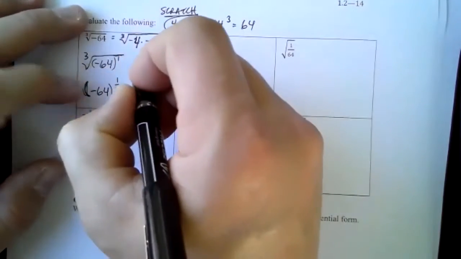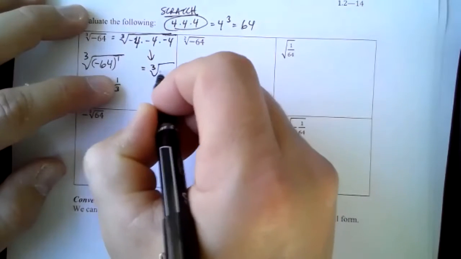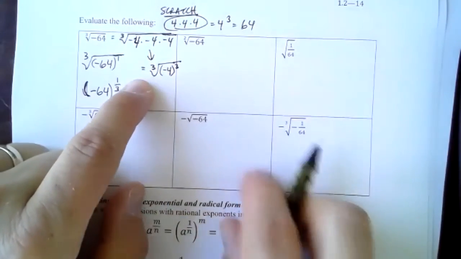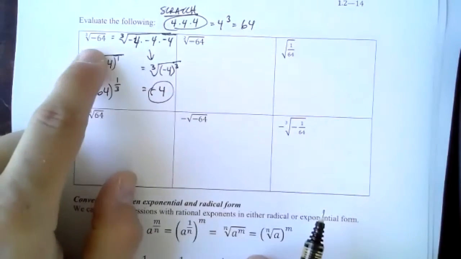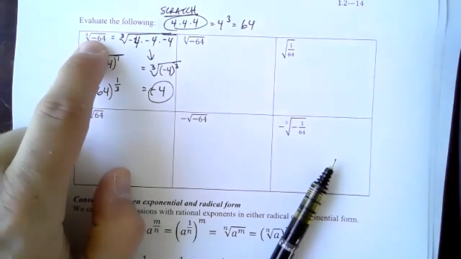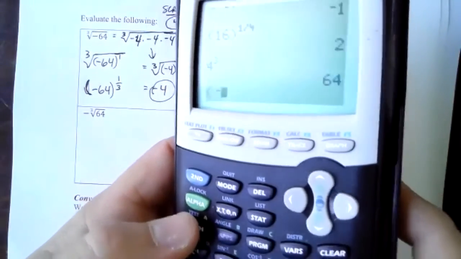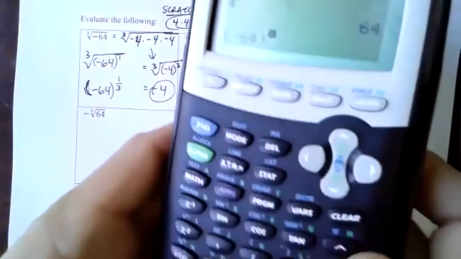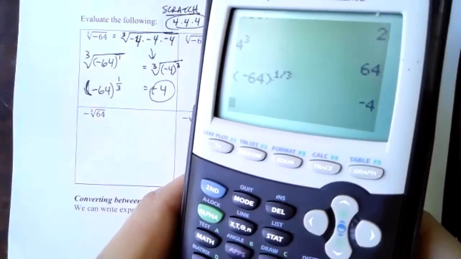So what really is happening here, I'm going to come down here and rewrite this. The 3rd root of negative 4 to the 3rd power cancels out. So this is negative 4 to the 3rd power. That cancels out. And so the answer to this problem right here, the cube root of negative 64, is negative 4. And I'm going to show you how to type that in here. So parentheses, negative 64 raised to the 1 over 3 power. Okay, and so you get negative 4 there, right?